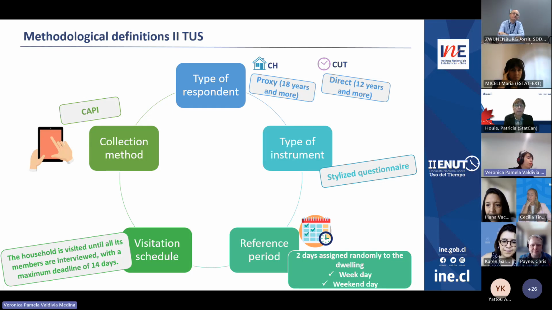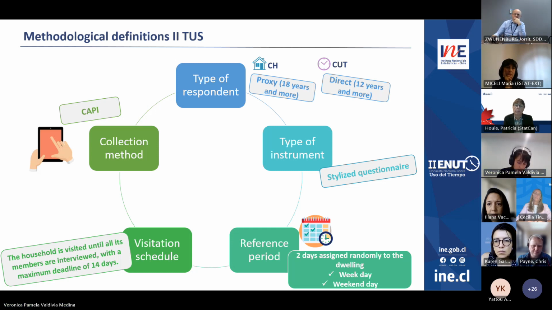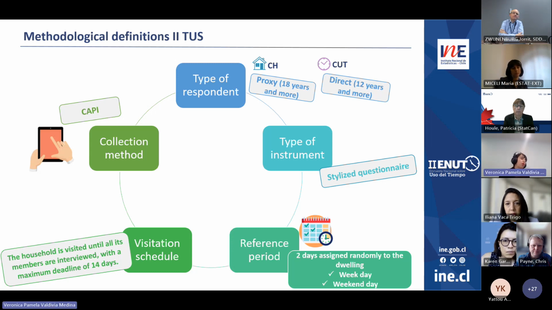In general, we have the household questionnaire that is answered by a proxy. But of course, the time use questionnaire is a direct response from people 12 years old or more. The household is visited until all the members are interviewed, with a maximum deadline of 14 days. Around 20 to 30 minutes is the household questionnaire, and the time use survey takes around 30 minutes. So the longest interview is for the household member who is the proxy and also has to answer the time use questionnaire, but for the other members, it's just the 30 minutes.